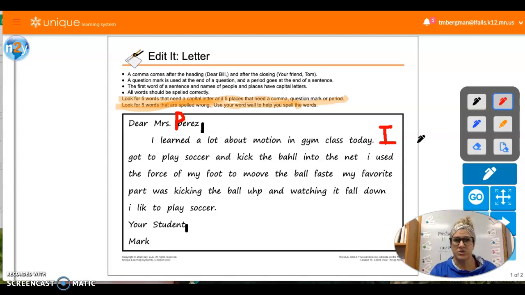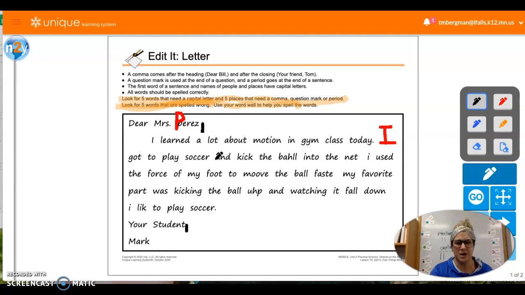We need some punctuation, don't we? So I got to play soccer and kick the ball into the net. I used... Where do you think we need some punctuation? I used black for the commas, so let's use black for that. Oh, I forgot to put a capital letter. Tally. 2 tally marks for capital letters.